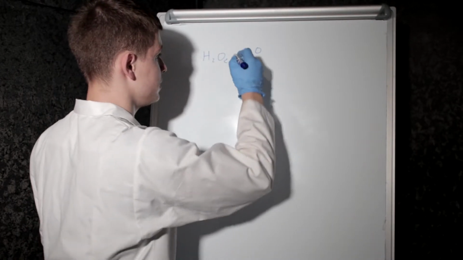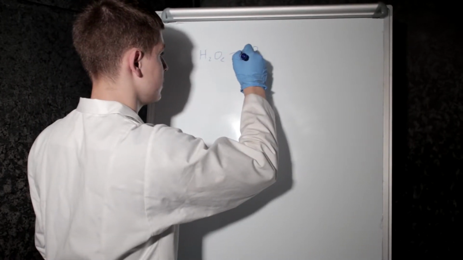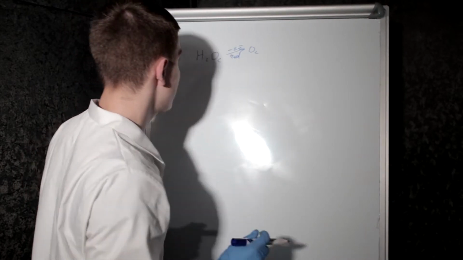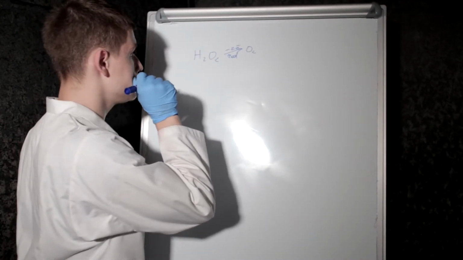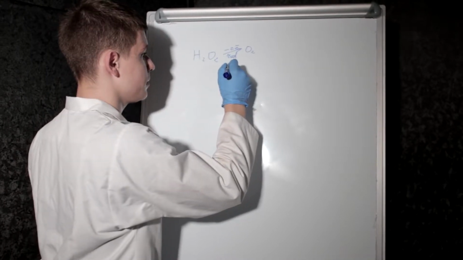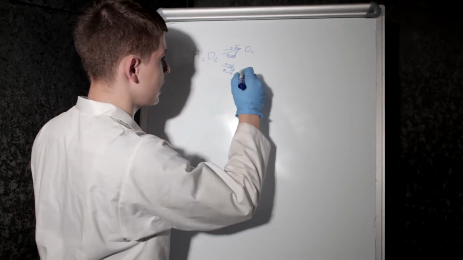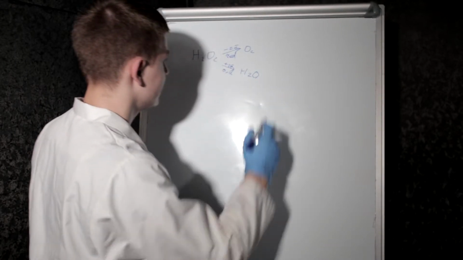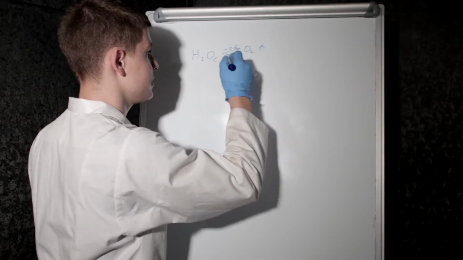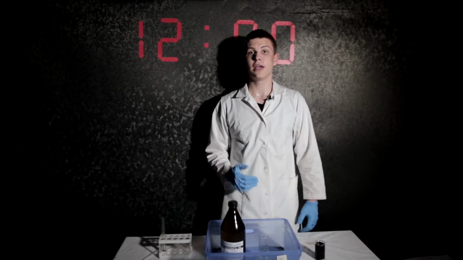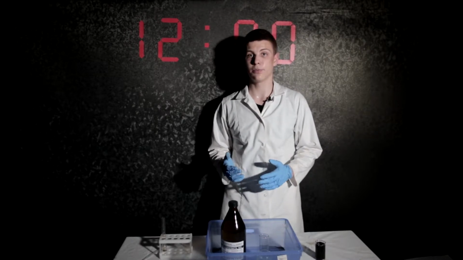If we want it to be a reductant, it should give electrons, and if we want to make it an oxidant, we need to give it two electrons, so it will form H2O. And the O2 gas is for the reductant. First of all, we are going to examine the reductant properties of the hydrogen peroxide.